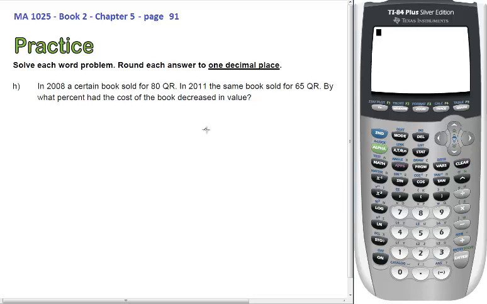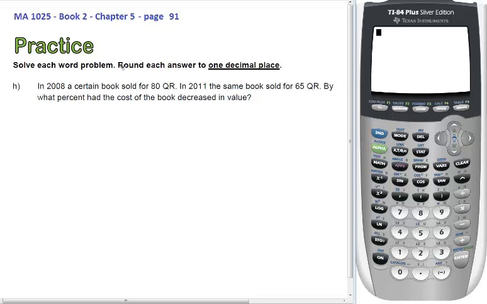Good day, students. Today we're going to look at a solution to a word problem that involves percentage increases and decreases. It's letter H, so it's exercise H on page 91 of chapter 5 of book 2 of your Math 1025 booklets. And let's read the problem and see what we've got to do.